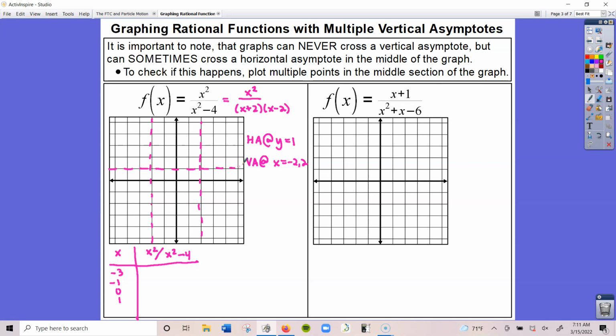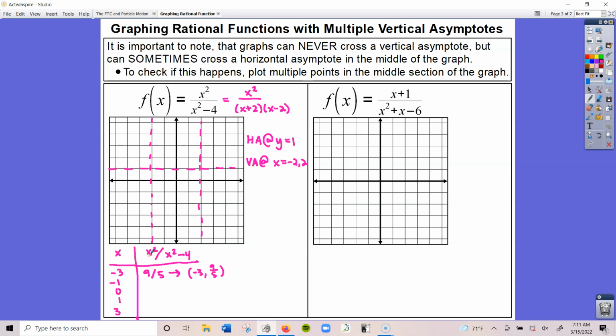Then for this side, my horizontal asymptote will block my graph because it is at the end. So I'm going to just choose 3. So we're going to plug in our points now. -3 squared is 9. Over -3 squared, 9 again, minus 4 is 5. So we have a coordinate at -3 and 9 over 5.